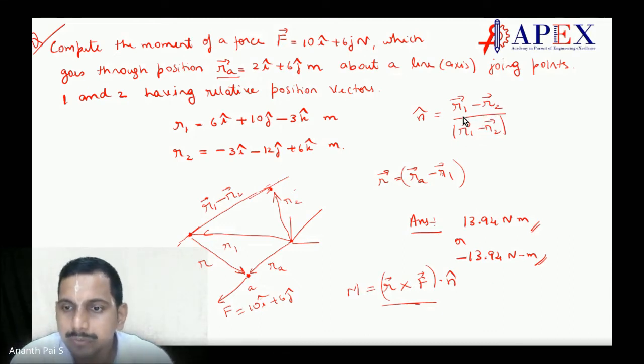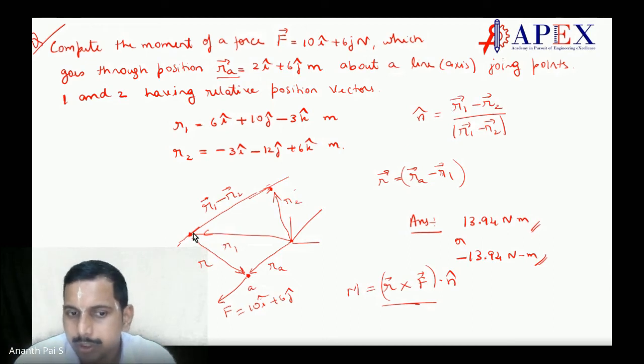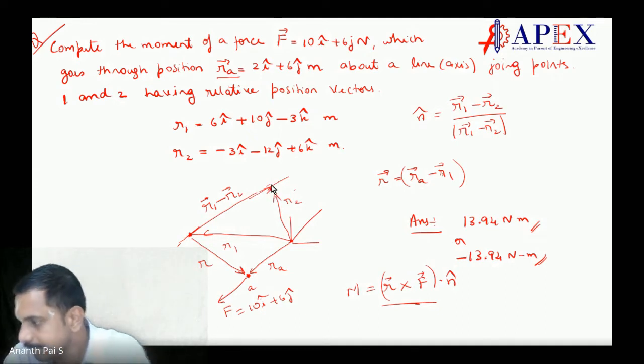So when you do r2 minus r1, what will you get? You will get the vector from here to here. Correct. r1 minus r2, if I say, correct, so from here to here you get r1 minus r2. This r1 minus r2, what is there?